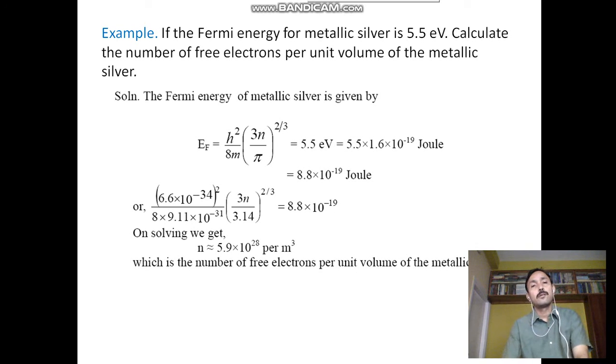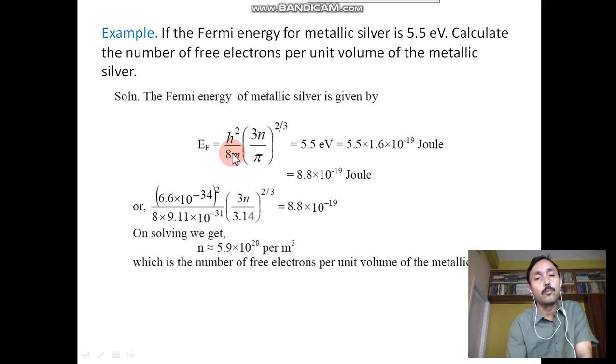This problem states that the Fermi energy for metallic silver is 5.5 electron volt; calculate the number of free electrons per unit volume of the metallic silver. Now the Fermi energy is supplied. EF is equal to 5.5 electron volt. That means 5.5 × 1.6 × 10^-19 joule, which becomes 8.8 × 10^-19 joule. Now we have to find the number of free electrons per unit volume, that means small n.